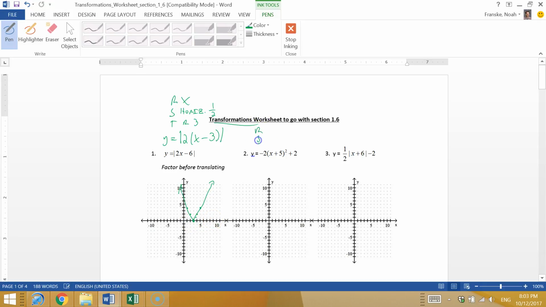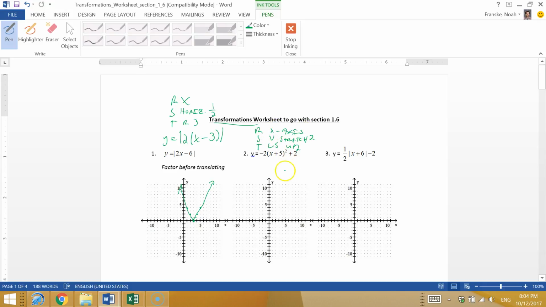I'll do my RST again. So reflection here, we have that negative on the outside, so it's going to be an x-axis reflection, right? Because things that happen on the outside change your y values. So if I change all my y values, that's going to be a reflection over the x-axis. Scale change, that 2 in the front, that's outside of the parentheses. This is going to be a vertical stretch by 2. And my translation looks like I'm 5 left and up 2. So I'm going to go 5 left, up 2, puts me right there. That's where the vertex of my parabola is going to be.